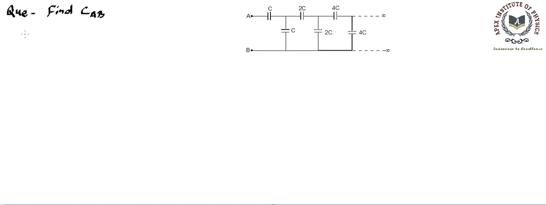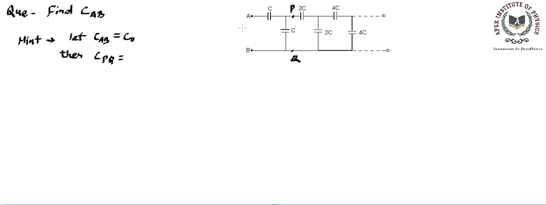I'm going to give you a bit of a hint, and you need to try and answer in the comment section. Now the hint is, you assume CAB as C naught. So if the equivalent capacitance across AB is C naught, then if we take 2 points as we took in the previous example, P and Q, can you think of what the capacitance across these 2 points P and Q is going to be? If you can think of this, then you will get your answer.